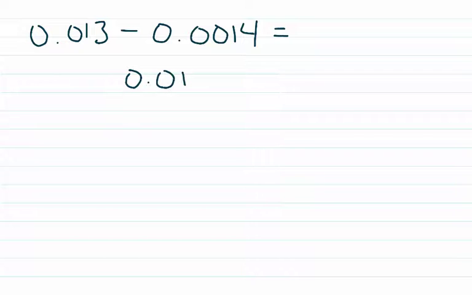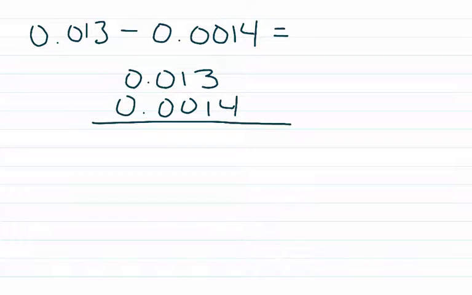Let's try another example. 0.013 minus 0.0014. Again, these will look very simple. So we're going to line it up on top of each other with our decimal places aligned. Step 2, determine which is the last significant digit of each. This 3 is the last significant digit, and this 4 is the last significant digit.